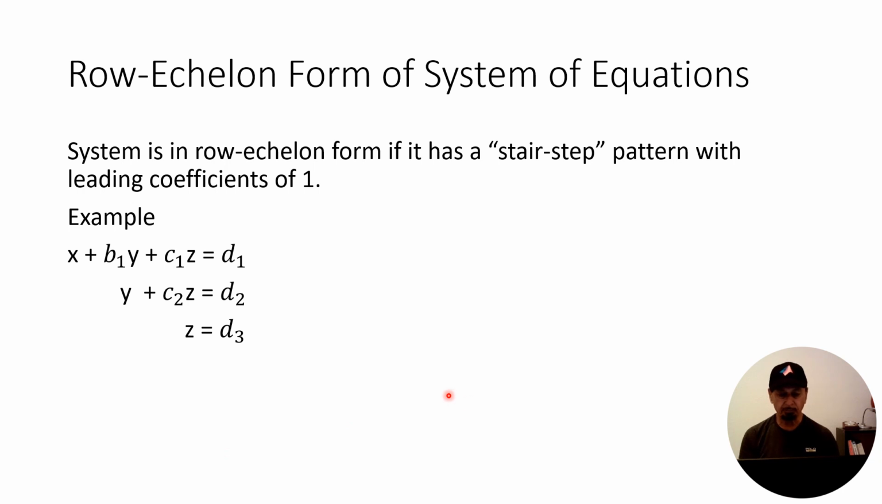Row echelon form of system of equations. A system is in row echelon form if it has a stair-step pattern with leading coefficients 1. So just like this one, first stair and then up and then up, and say this is the leading coefficient 1, leading coefficient 1, and leading coefficient 1. So this system is in row echelon form.